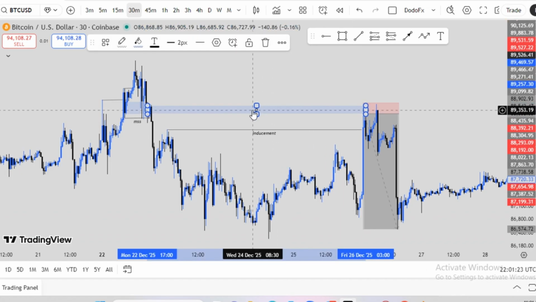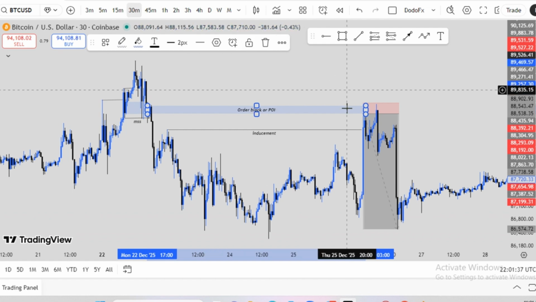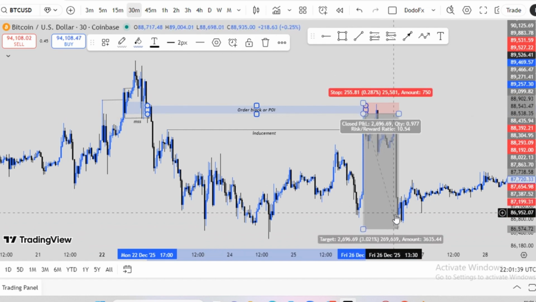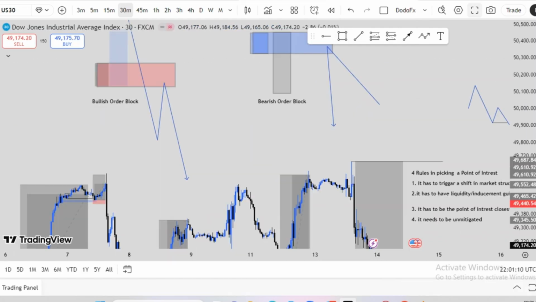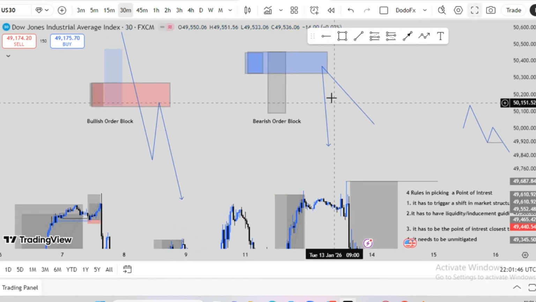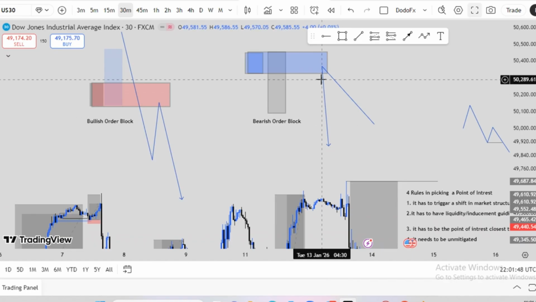Order block, or POI, point of interest. Now that's where I picked my point of interest. Trade now came to it and then it sold. This will have this massive sell, just like this zone here, where we have this massive sell after it's been triggered.